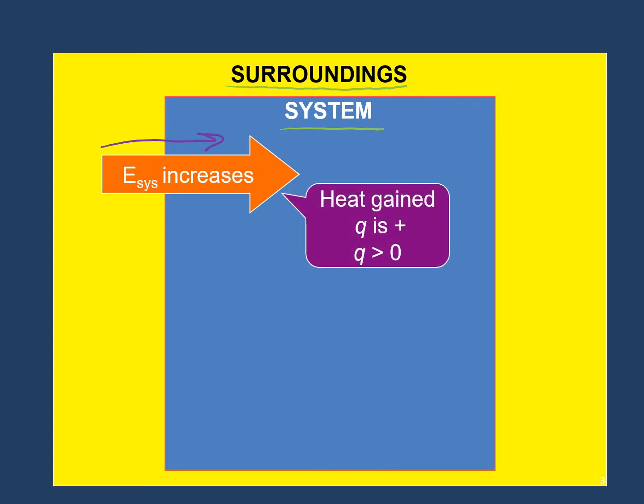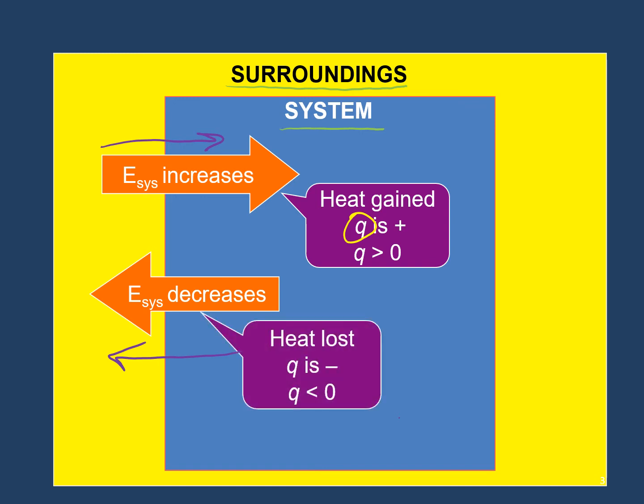Q is often used as a symbol for heat, lowercase q. So if energy is moving from the surroundings to the system, the system is gaining heat, and therefore the q of the system, our focus, is going to be positive, or greater than 0. However, if energy is leaving the system and going to the surroundings, then the system is losing heat. And therefore, q is going to be negative because the heat is leaving the system.